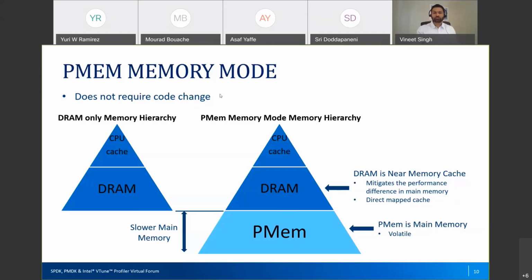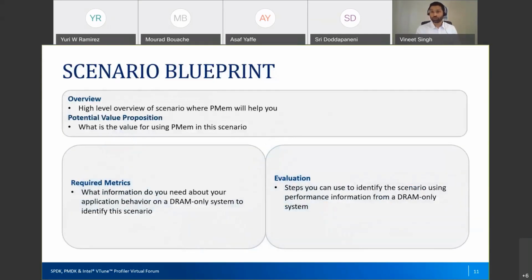So let's move on to the use cases. Where can memory mode be useful to you? I'll give you different scenarios where memory mode can be useful. I'll give you an overview of the scenario, the value of using PMEM in that particular scenario, and the required metrics. And how can you go step by step, based on the data that you have collected from a DRAM-only system, in order to find out if this particular use case is applicable to you?